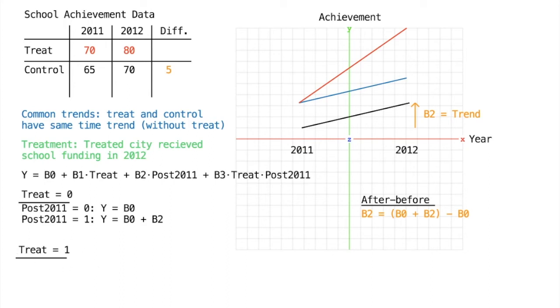I encourage everyone to pause the video at this stage and think about the model implied school achievement for the treated city in 2011 and 2012. Well, hopefully you gave it some thought.